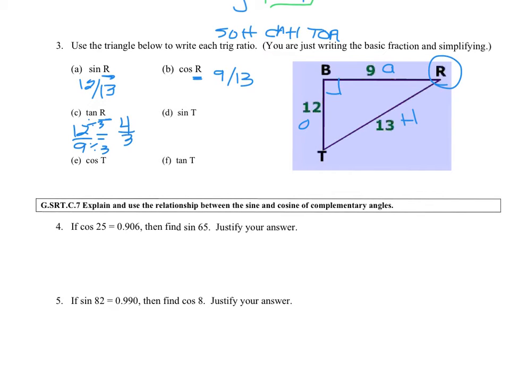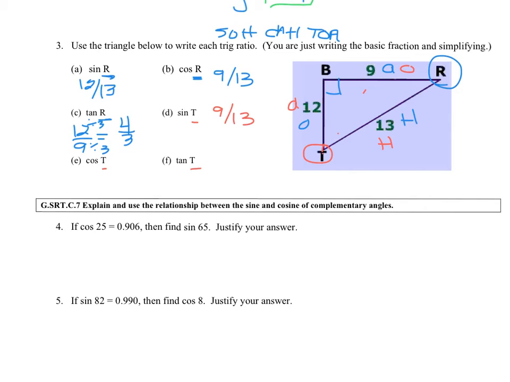The next problems involve T. So I'm going to circle the T and relabel everything. My H stays the same. But now I go across from the T, and that's a 9. So my O becomes the 9, and my A becomes the 12. Now I do the same process. I need sine of T, so I need the O and the H from the red. O, which is 9, H is 13, so I need 9/13.